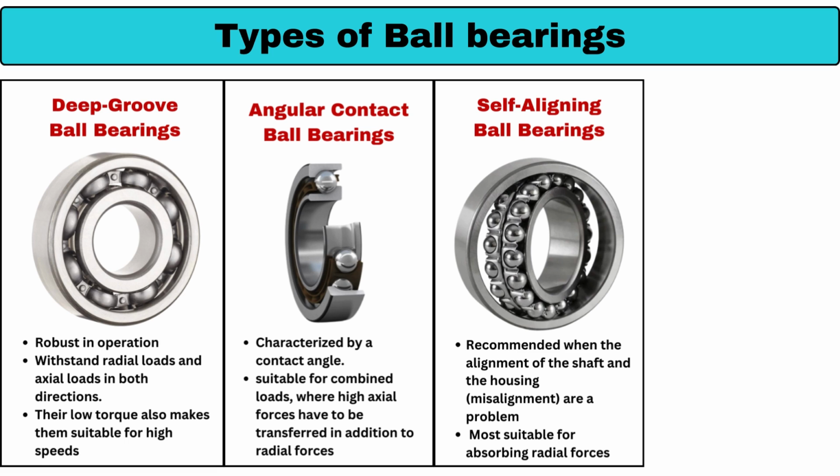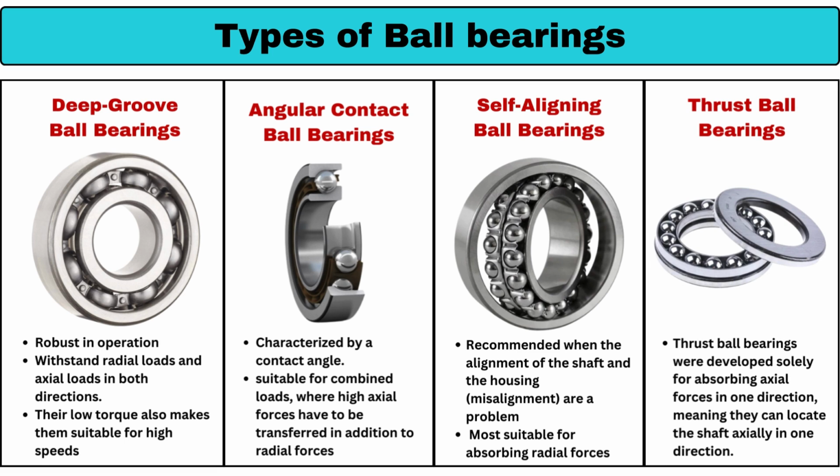Next ball bearing is the thrust ball bearing. Thrust means axially, so the thrust ball bearings can support the axial load. The thrust ball bearing can locate the shaft axially in one direction.